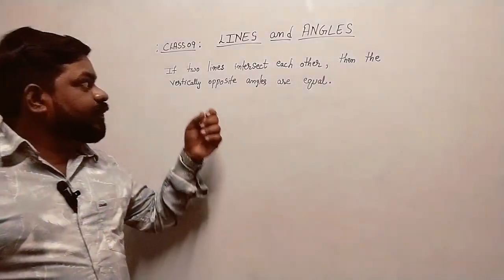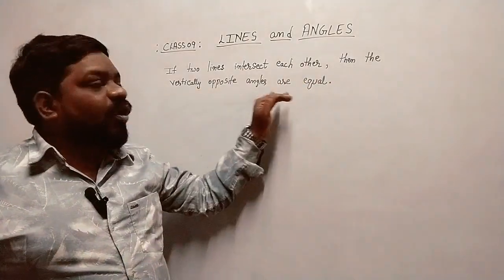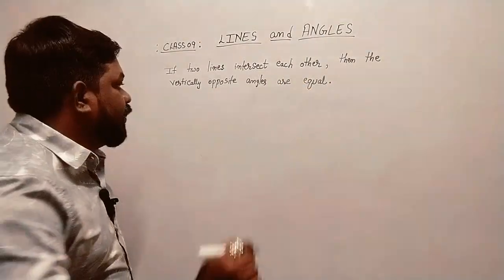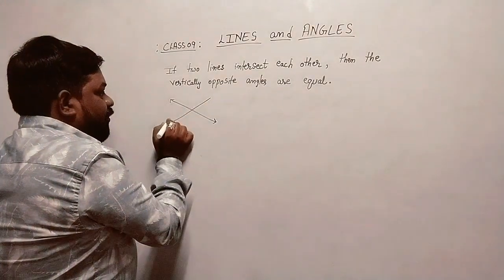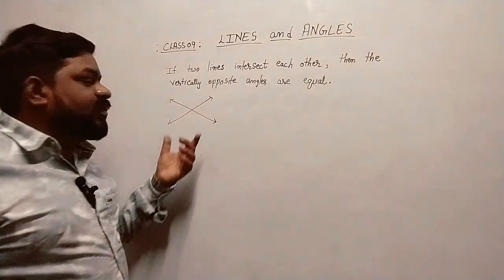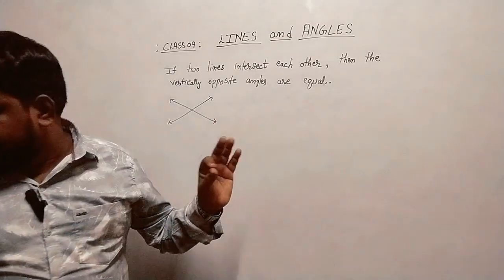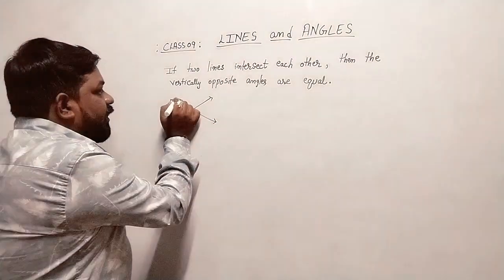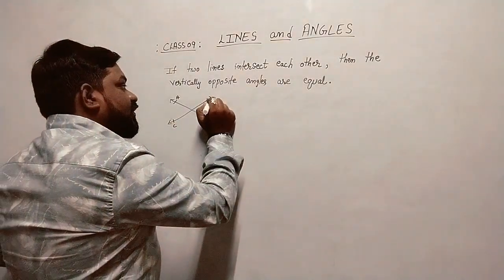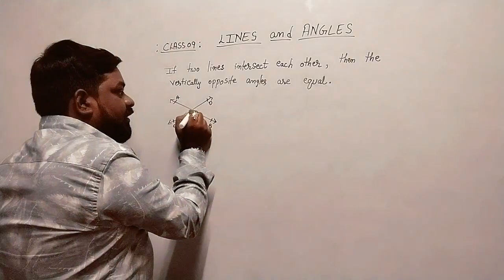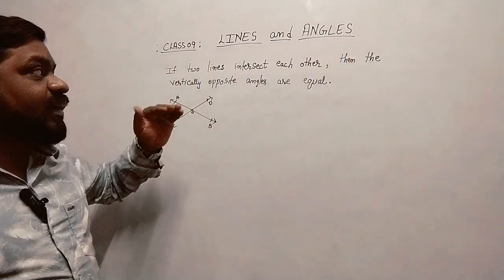Now look at this theorem. If two lines intersect each other, then the vertically opposite angles are equal. Already I have explained the basics of intersecting lines. So this is the intersecting line. If two lines intersect, okay, we'll name this. I will name this line as AB. Here I will name it as CD, and the point where they are intersecting, I will name it as O.